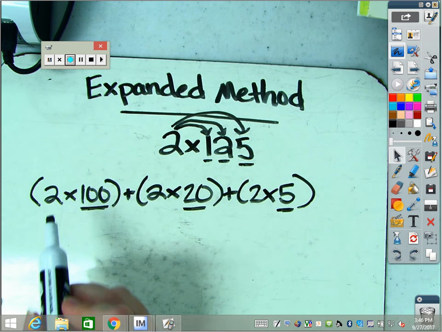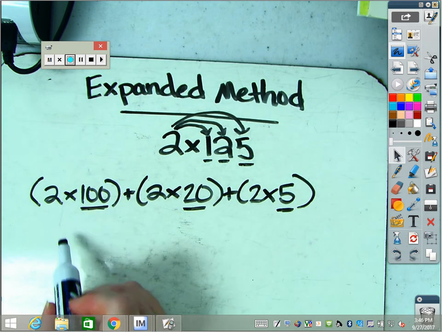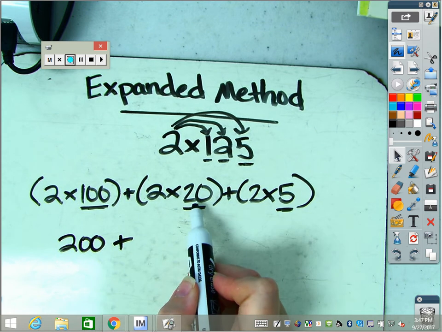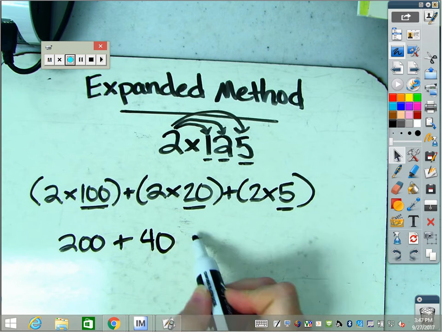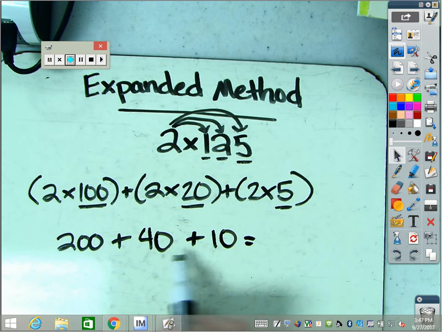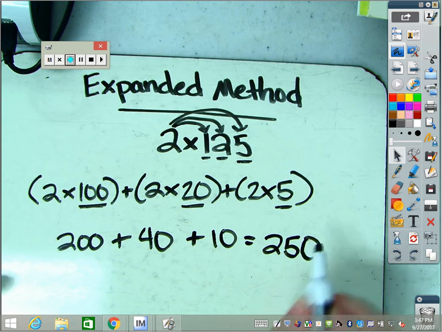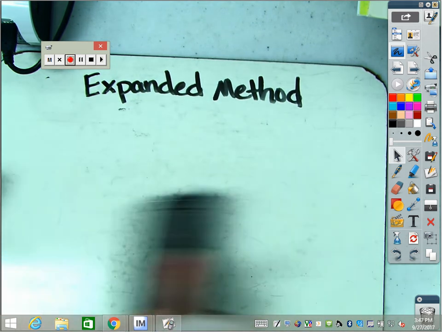So 2 times 100 is the same thing as 100 plus 100, which is 200. Then 2 times 20 is the same thing as 20 plus 20, that's 40. And then finally 2 times 5 is 10. And then now all I have to do is add these together, and I am left with 250. Okay? So now let's do another one.